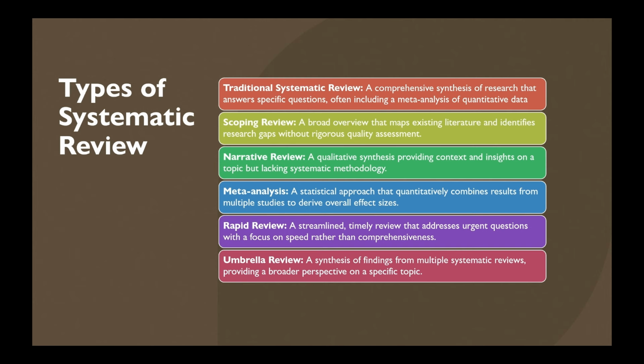quality assessment. Third one is the narrative review, which is a qualitative synthesis that provides the context and insight on a topic. But this review lacks a systematic methodology. Then meta-analysis, which is a statistical approach that quantitatively combines results from multiple studies to derive the overall effect size. Then rapid review, which is a streamlined, timely review that addresses an urgent question with a focus on speed rather than comprehensiveness.